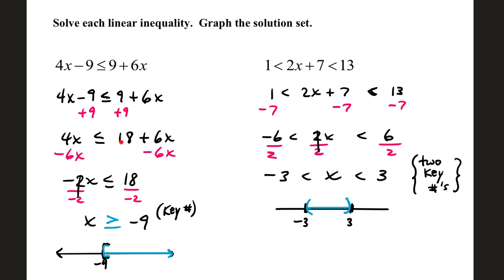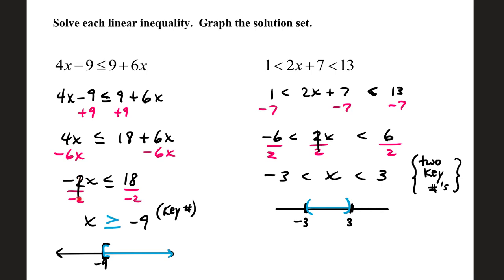Then, because the 18 is on one side, we need to move 6 x's to the other. Subtract 6 x's from both sides. 4 minus 6x, that's negative 2x, less than or equal to 18. And then here it's just something you have to remember. In order to solve for x, we divide by negative 2. When you divide by a negative, turn your inequality around.